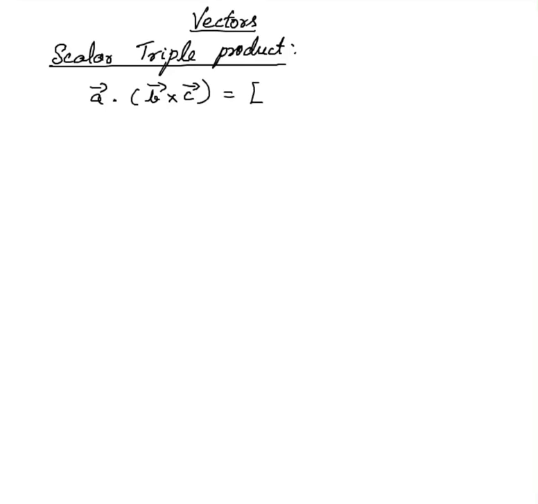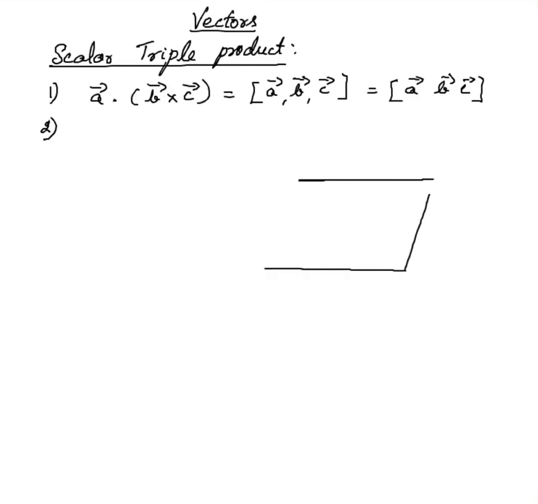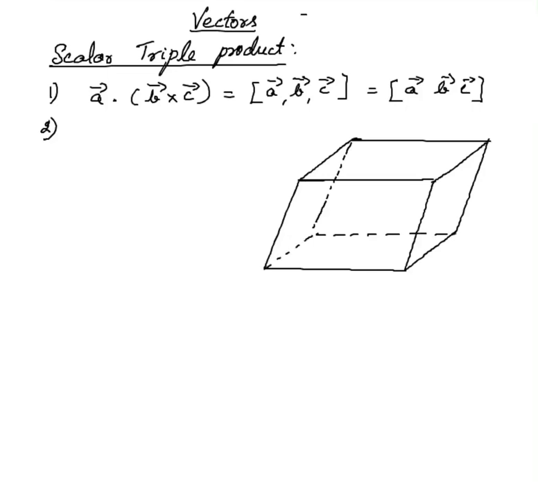And this can be written as A, B, C with commas in between, or without commas also we can write, and within square brackets. Let us see the geometrical meaning of scalar triple product. Geometrical meaning of scalar triple product is it gives the volume of a parallelepiped. What is parallelepiped? A solid body of which each face is a parallelogram.